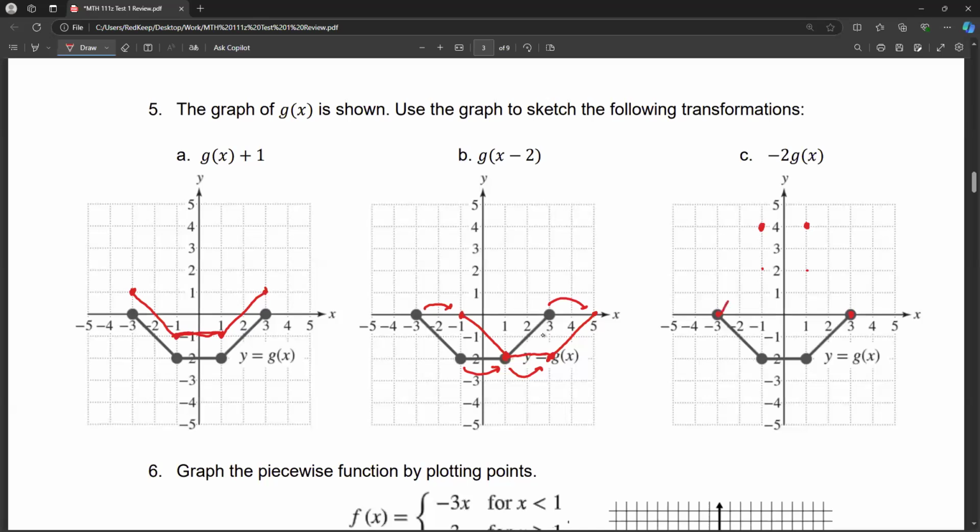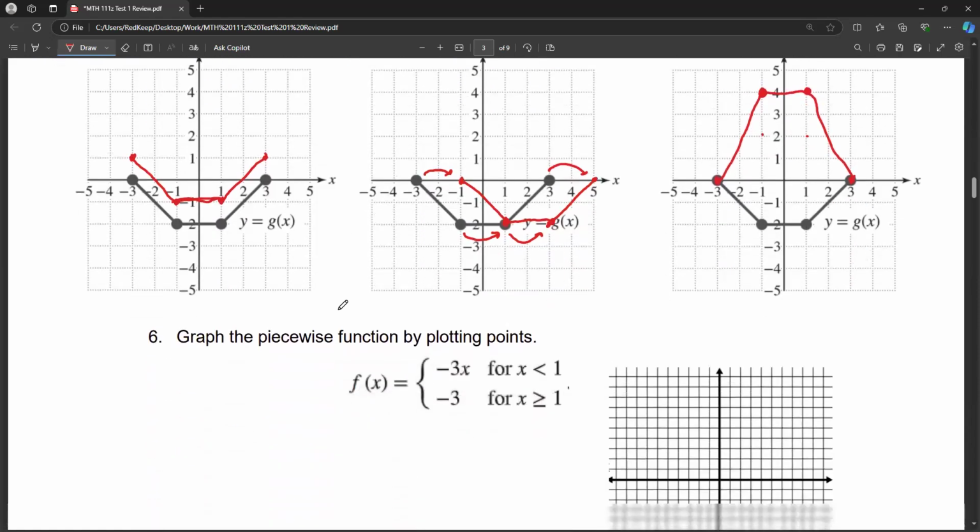Let's go ahead and connect these dots, right? Just like this. And you might have theorized or come up to this in a different way, but we see that this -2 both flipped the graph and vertically stretched it. Okay, so let's move on to question 6.